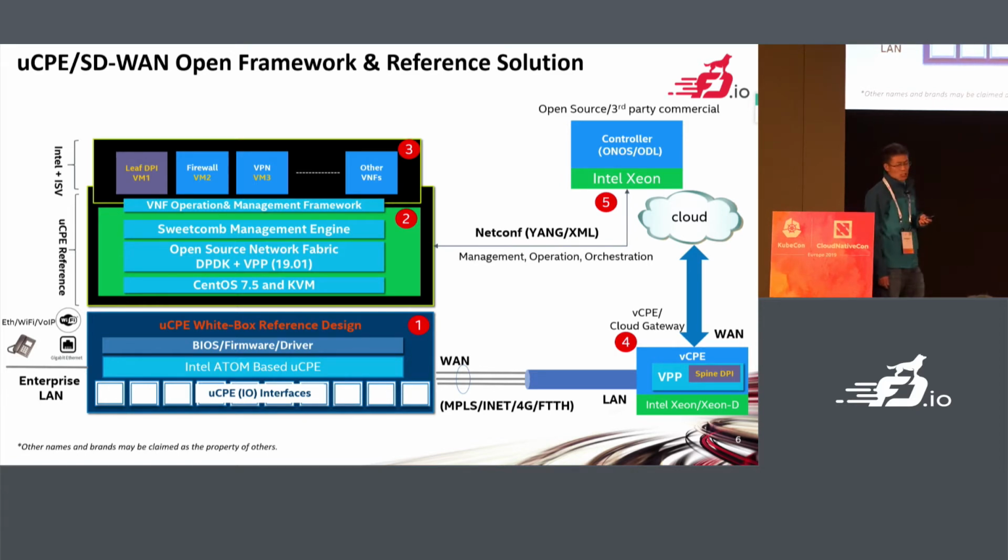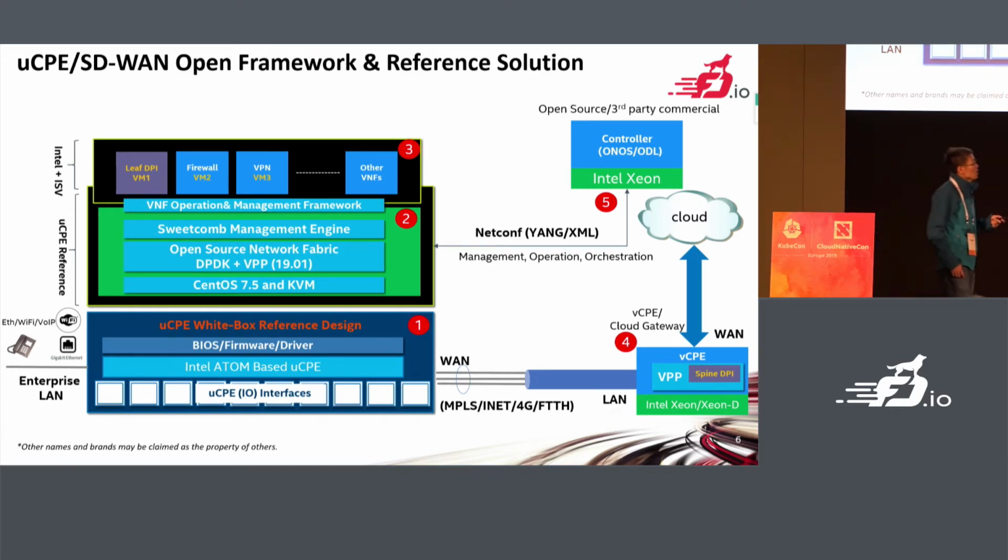Okay, the second part is the uCPE software reference design. Actually, it's based on VPP and Xuekun. And currently, for the first release, we are based on the VPP 901 release and the Xuekun 901 release. And the third part is that we can leverage different VNFs from Intel or other third-party companies to provide different VNF functions. For Intel, we can provide the DPI, deep packet inspection, and also the firewall and the VPN, and also other VNFs from third-party companies.